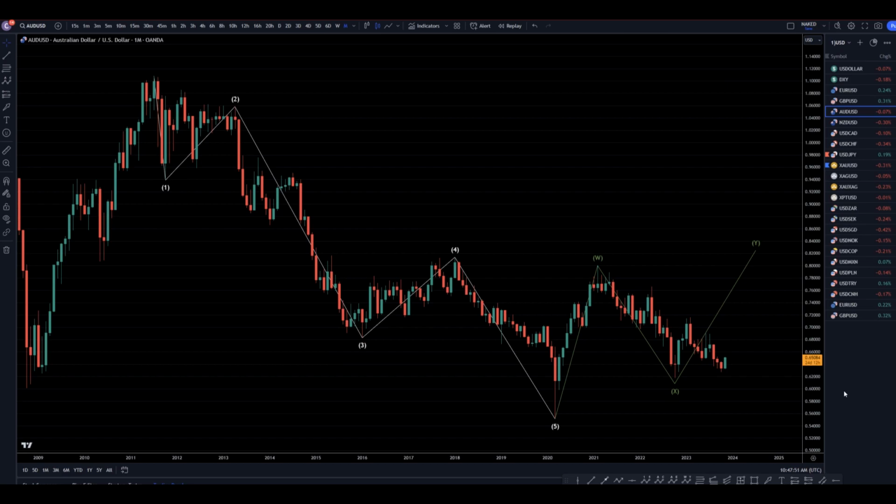Today is Monday, November 6th, and I'm going to be analyzing the Aussie US dollar, starting on the monthly, working my way down to that 1 hour time frame.